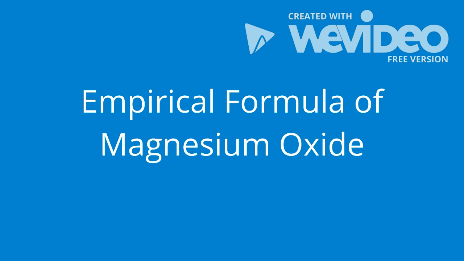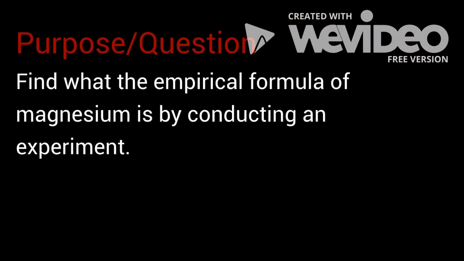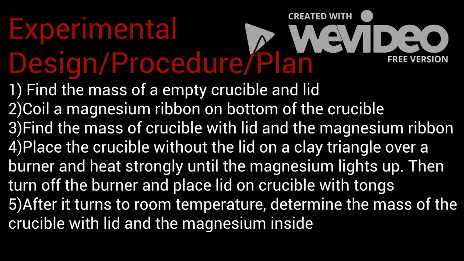This experiment is the empirical formula of magnesium oxide. The purpose in question is to find what the empirical formula of magnesium oxide is by conducting an experiment. Experimental design, procedure and plan.